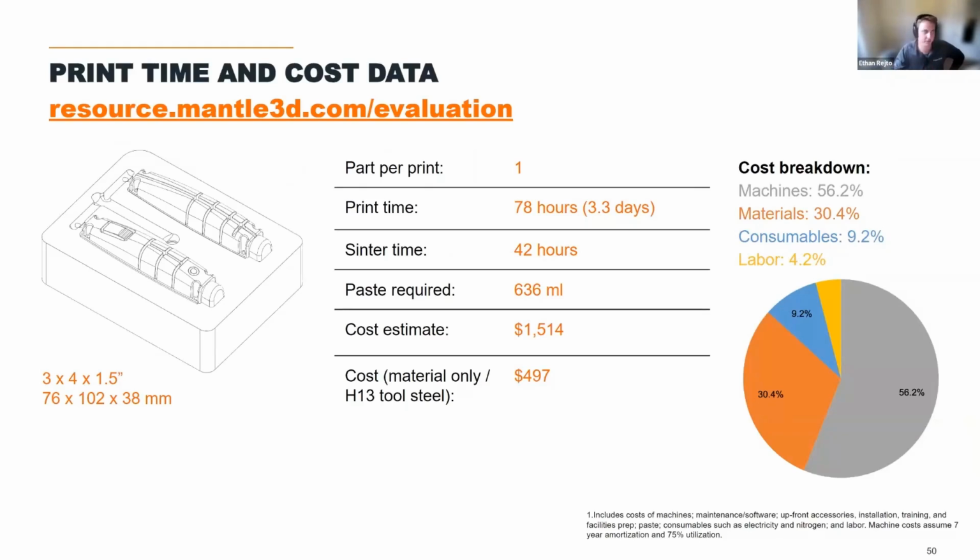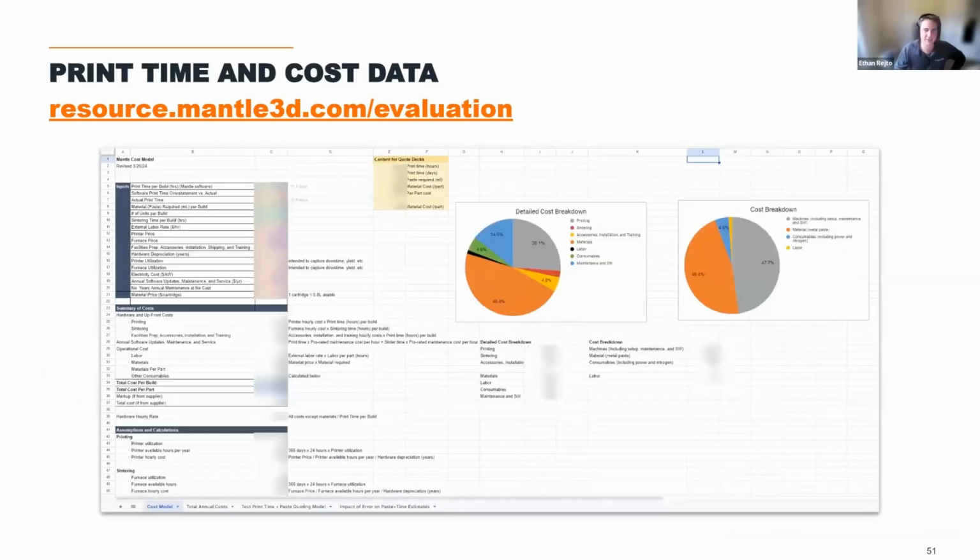How long would it be in the furnace? How much paste would it consume, of those pastes Michael was telling us all about? What's the cost estimate? We have a pretty sophisticated cost model that is very, very easy to run.